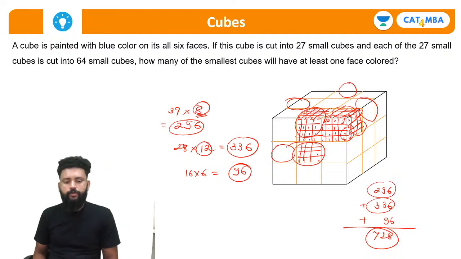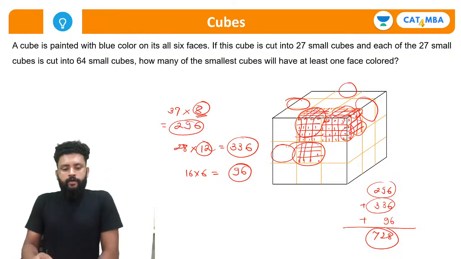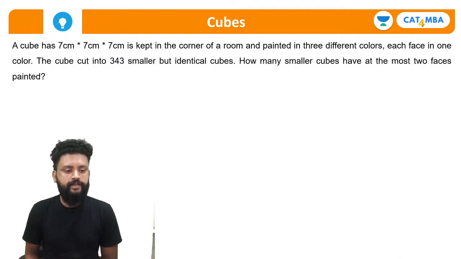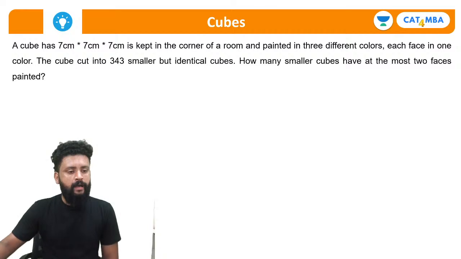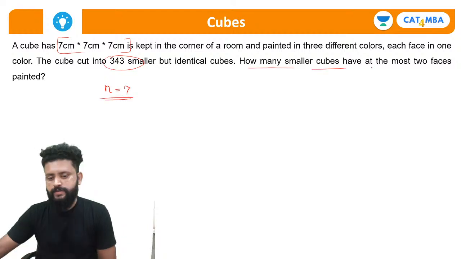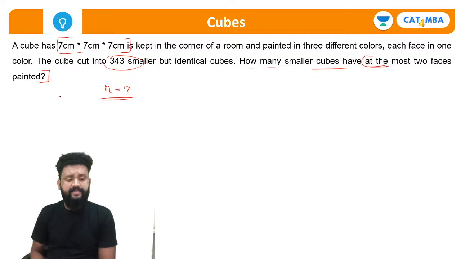Okay, so we have a few more questions to do. Let's move, guys, quickly. So I want you to solve this one. This one is slightly easy. Simple. You are given a cube 7 by 7 by 7. So there will be a total of 343 cubes. So the value of n is 7 here. And you are supposed to calculate how many smaller cubes have at most 2 faces painted. That's the easiest question you'll ever have.